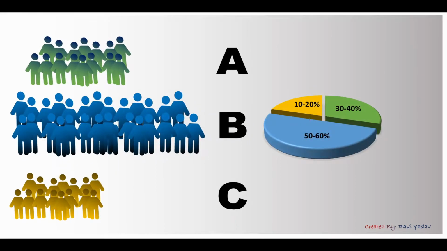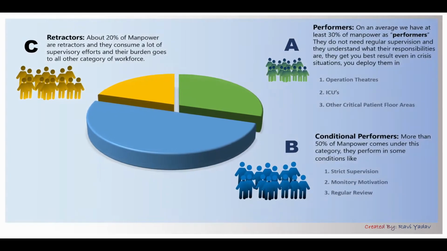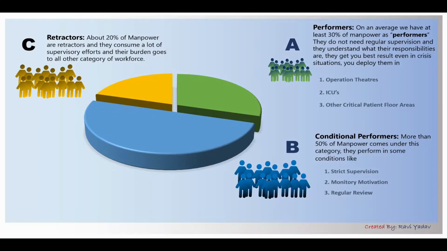Basically, they can be divided into three major categories: A, B, and C. A category, people represented in green, are almost 30 to 40% of total strength. B category, being the most common, shares about 50 to 60% of total strength. And C category, people represented in yellow, contributes 10 to 20% of total team size. Let's understand more specifically.